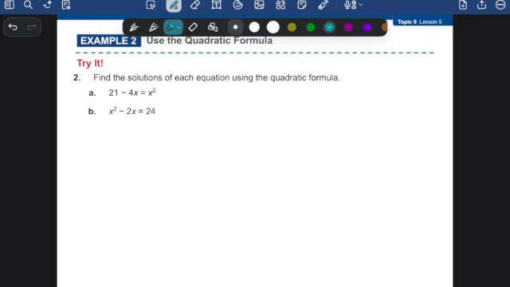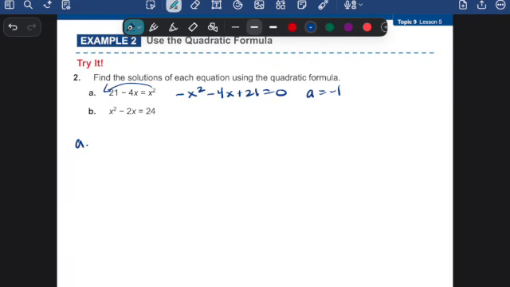Let's try it. Find the solutions using the quadratic formula. So here's part A. I'm going to rearrange it. So I need to move the x squared. I'm just going to move the x squared over there. So it becomes -x squared minus 4x plus 21 equals 0. It's equal to 0 now because I moved the x squared. And now I can solve it and find the solutions. What is A? A equals -1, B equals -4, C equals +21.